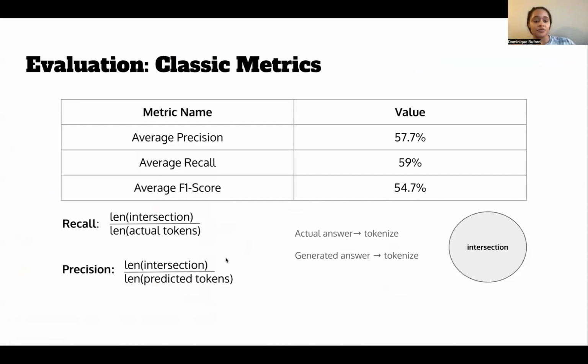So for evaluation, we used classic metrics. We used precision, recall, and F1 score. So to get recall and precision, we tokenized the generated response and the actual response. And then we took the intersection of those tokens and compared them to the length of the actual tokens and length of predicted tokens. So for precision, we got 57.7%. For recall, we got 59%, and F1 score is 54.7%.